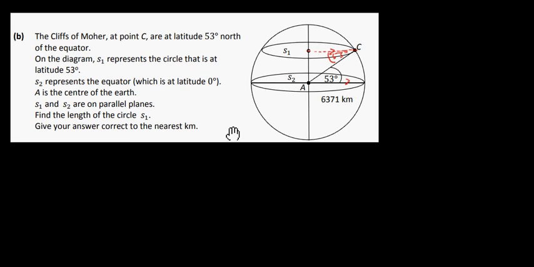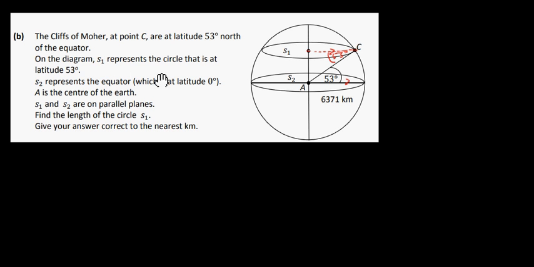So that's down here. Same question again. Really, it's the same. We still have the Earth, we still have a radius here, but we're given some extra bits of information here. We're told that the point C here, which is where the cliffs of Moher are, is at a latitude of 53 degrees north of the equator. So here's our equator here. We're told that this is 53 degrees here.